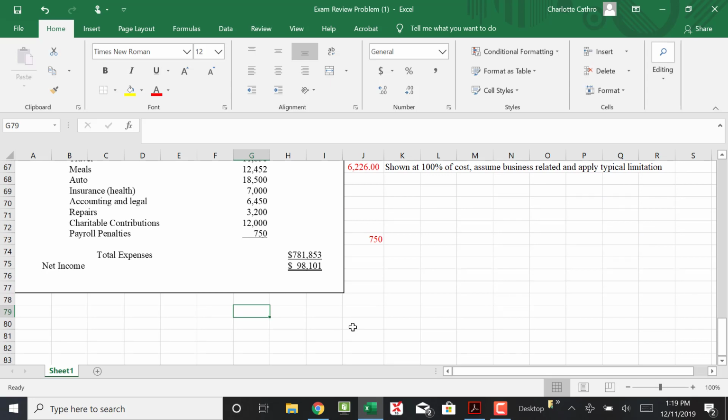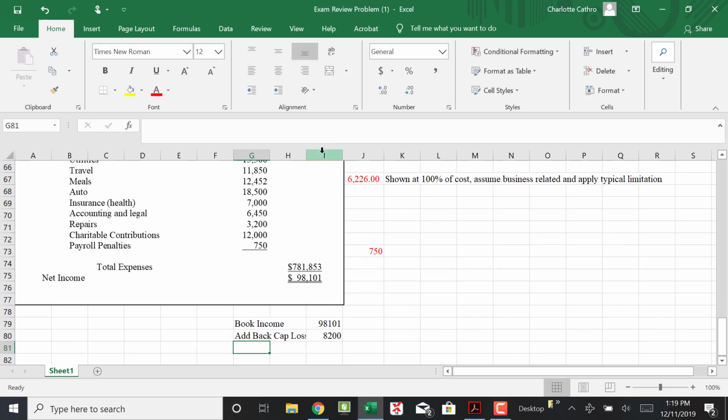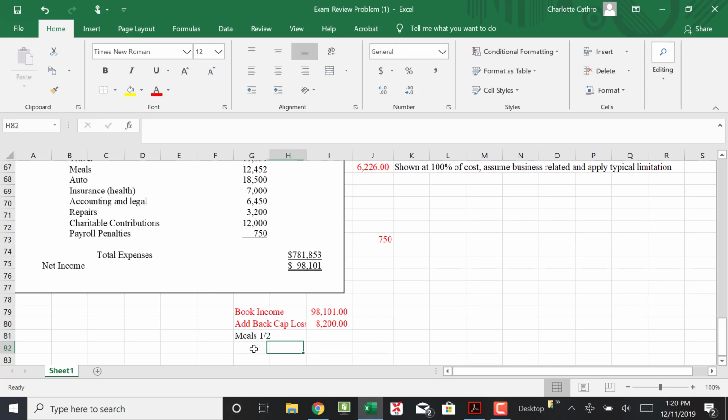So if we just do a little reconciliation down here, we have our book income, and that's the 98,101. We are going to add back the cap loss, because again, that's going to be non-deductible. We can carry it forward. That's $8,200, so we're going to add that back to our income to get from book to tax. And we have our meals at 1/2. So we're adding back here 6,226. And we have our penalties that are non-deductible. That's a permanent as well of $750.